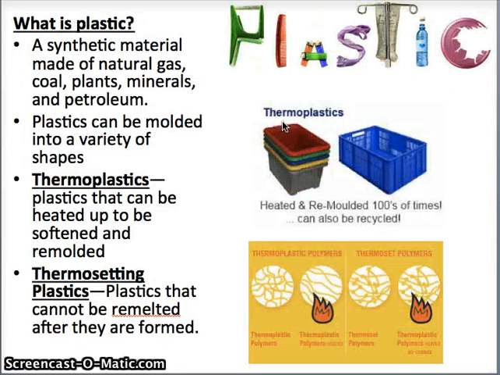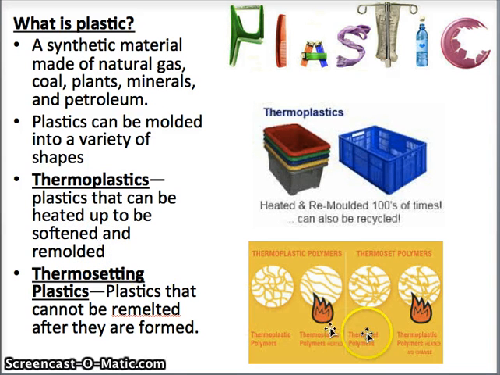Now let's talk about plastic, because plastic is a synthetic material that is really, really commonly used in so many products today. It's a synthetic material made out of natural gas, coal, plants, minerals, and mainly petroleum. And plastics can be molded into so many different shapes, and that's probably why it's so commonly used in so many products. There's actually two types of plastic. The first type of plastic is called thermoplastic. Thermo means heat.